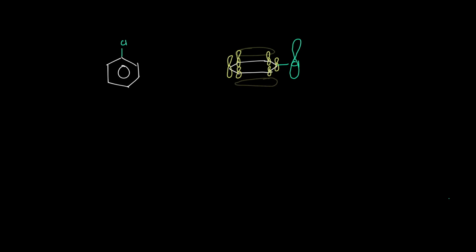Now over here again, chlorine is very electronegative, so it has a negative inductive effect. It's withdrawing electron density away from the ring. But at the same time, chlorine also has lone pairs, and one of those lone pairs is in a p orbital that's on the same plane as these p orbitals here. So there is also a resonance effect.